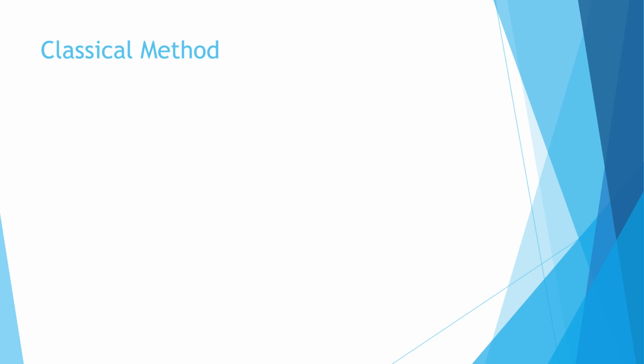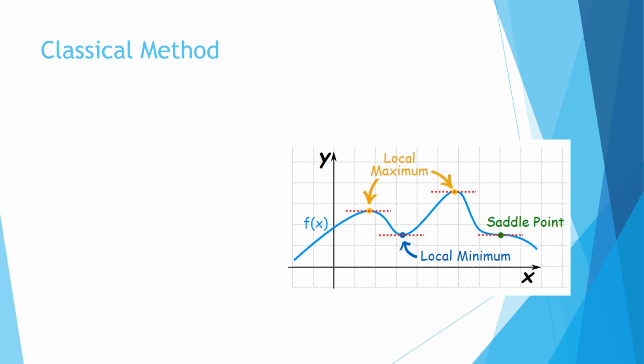Now we'll start with the classical method of optimization. So how do we start? Let us say that we have this function shown in the graph. The blue line represents the graph. Here you can see that there is a high point, and there is a low point. These points are nothing but your extrema. This is a maximum point, this is also a maximum point, and this is a minimum point.